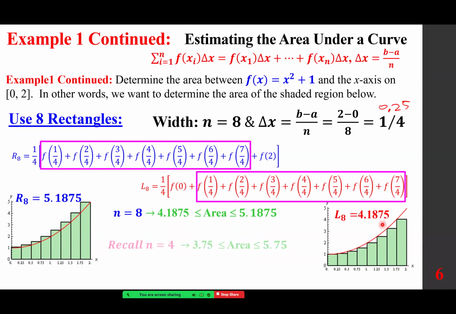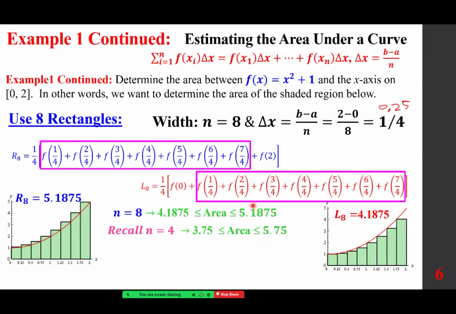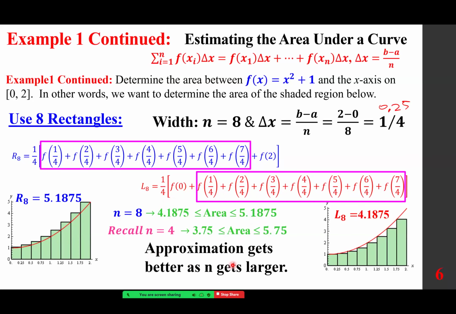And you recall when n was 4, the area was between these two numbers. Now, if you look at these two numbers, there's a difference of 2. If you look at these two numbers, there's a difference of 1, which means they are getting closer and closer. And so if you add more rectangles, it becomes even better. The approximation gets better as n gets larger. And that's the idea. And ultimately, when n goes to infinity, it becomes identical to the area under the curve.